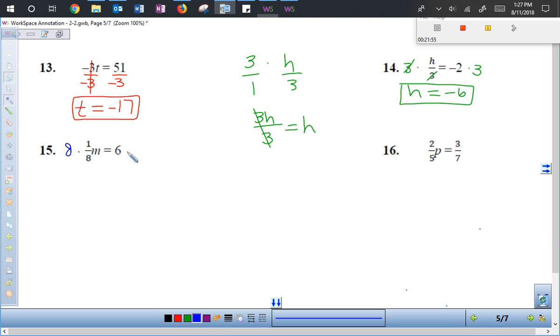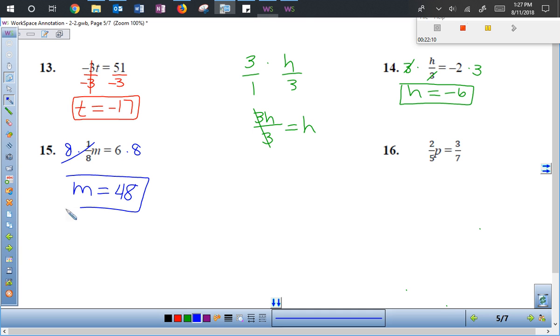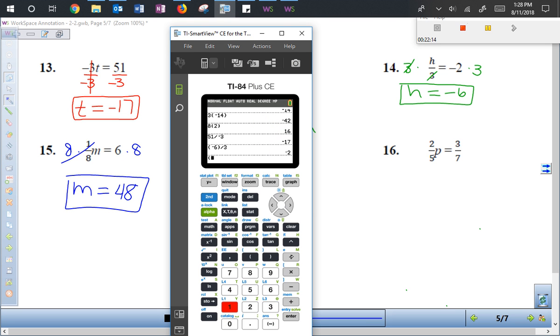So if I multiply the left side by 8, I need to multiply the right side by 8. 8 times 1/8 will cancel out and leave me with m. And on the right side, 6 times 8 is 48. Now to check this in my calculator, we're going to take 1/8 times 48. So we're going to say parentheses 1 divided by 8, close my parentheses, times parentheses 48, and we get 6.